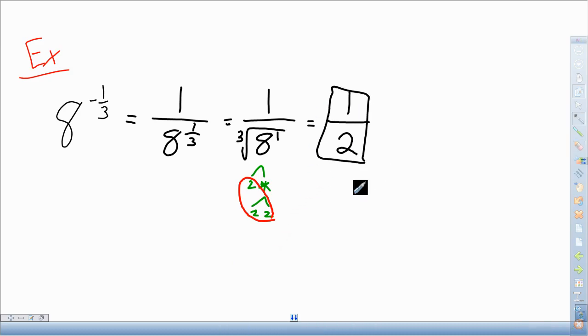And that's kind of interesting. Think, 8 to the power of negative 1/3 equals 1/2. You wouldn't expect to get such a simple answer out of this, but it happened.